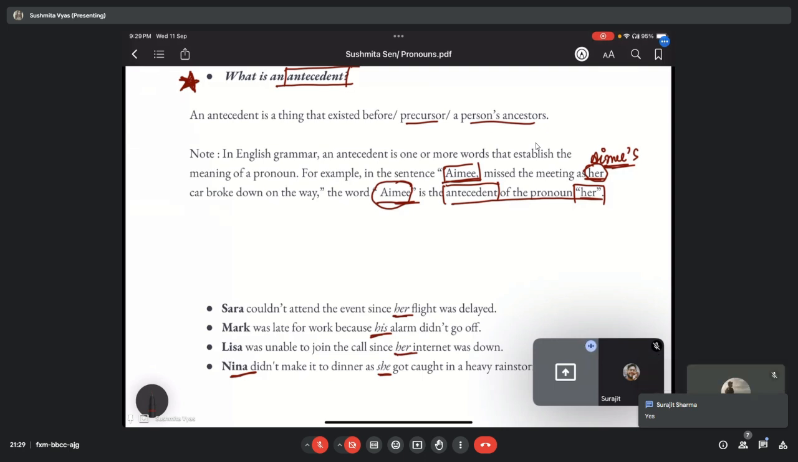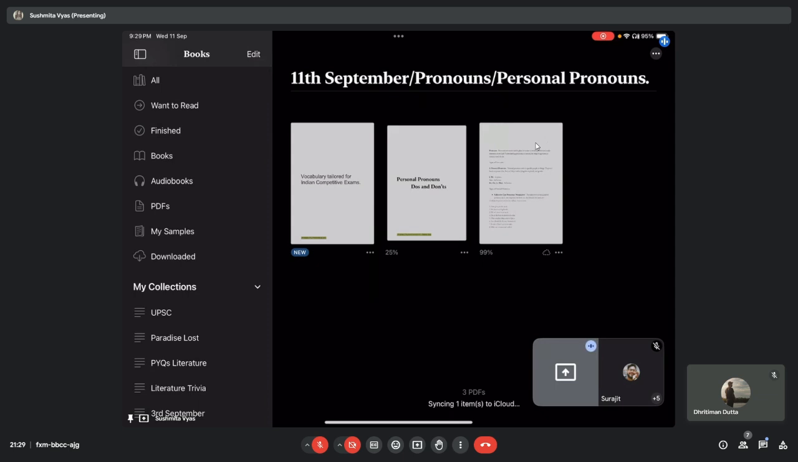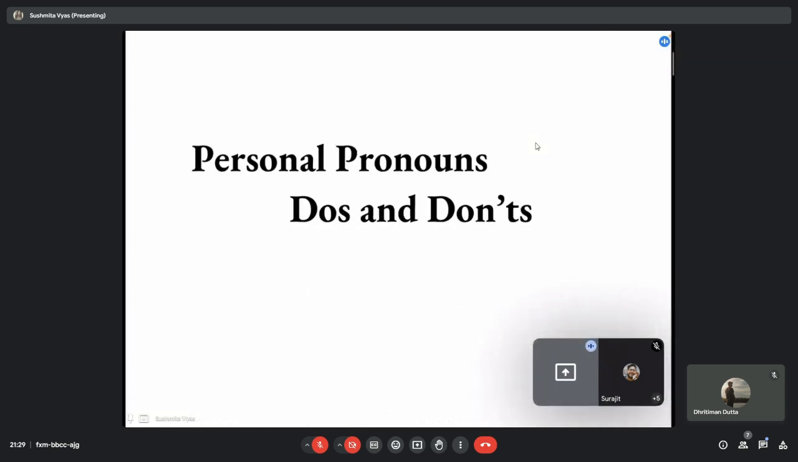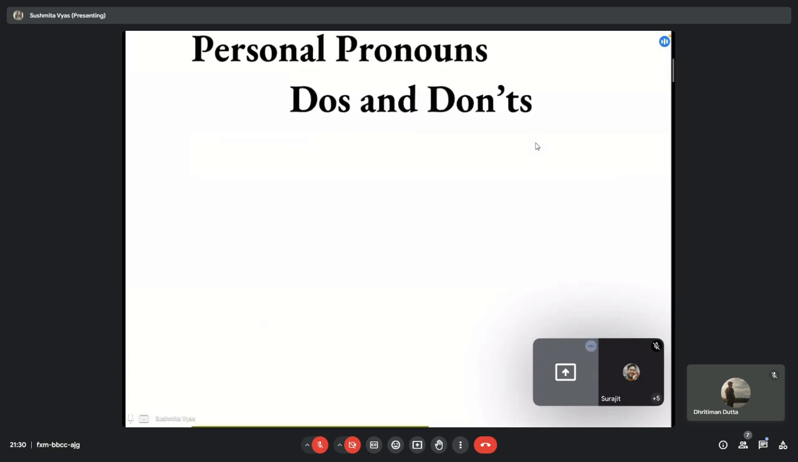Okay. Now we will move on to the next section. Personal pronouns, do's and don'ts. Do's and don'ts means the rules that we should follow while figuring out which of the pronouns are in the right order. Okay. Personal pronouns first.